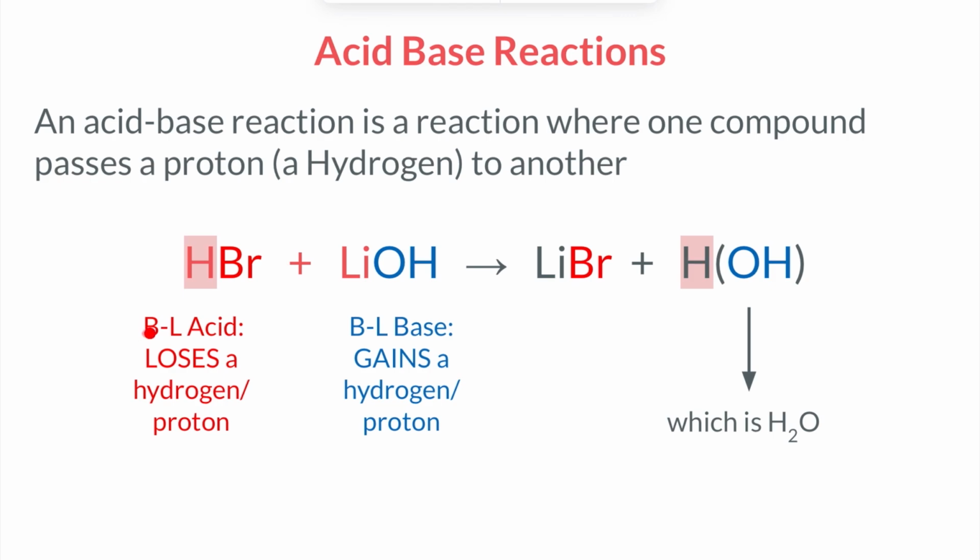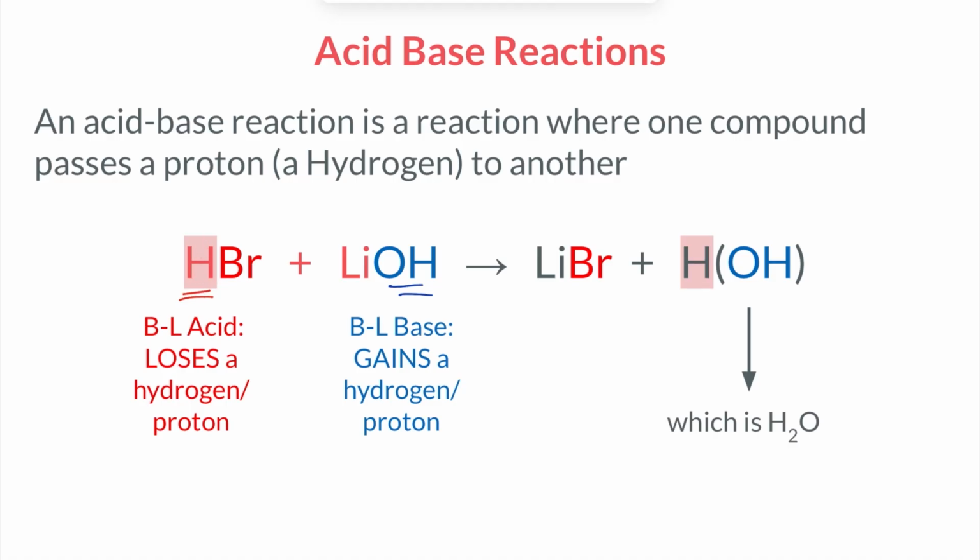And these are called Bronsted-Lowry acids. So an acid-base reaction where one compound passes a proton or a hydrogen to another, this is an acid-base reaction. We can see that HBr is starting with a hydrogen, so we know that that's an acid. This lithium hydroxide is ending with an OH, so we can also see that that's a base. But looking at this definition, our acid is going to lose a hydrogen or a proton. And so if HBr loses a proton, that means it's losing this hydrogen.